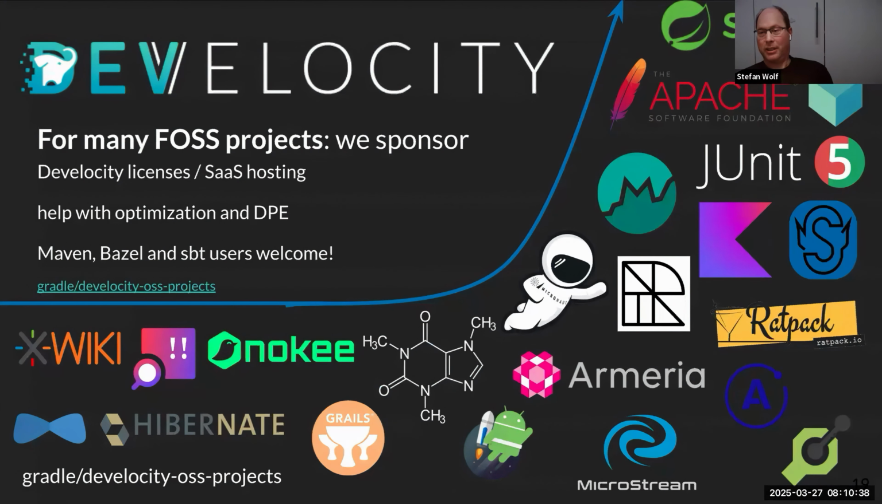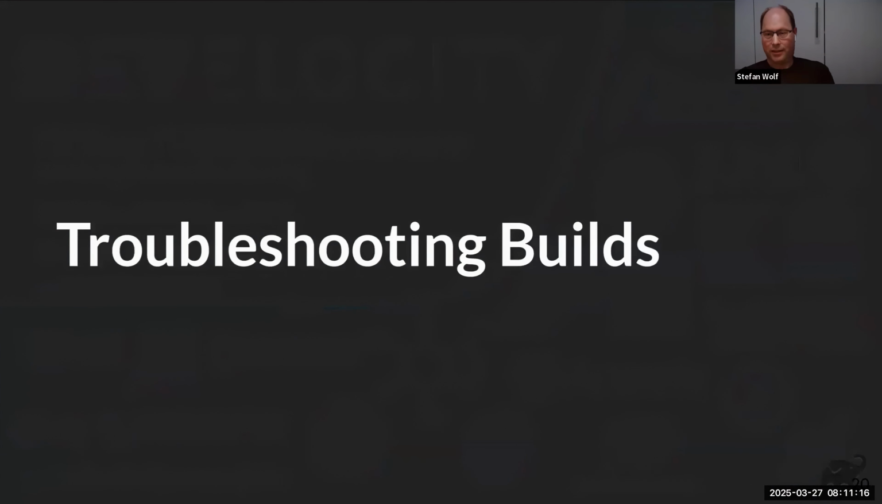And we don't only sponsor the Apache Software Foundation by providing a Develocity instance for them, we also support many other open source projects. Here's Hibernate, JUnit, Spring, and Quarkus, and all those things. And you can look it up. So if you want to experience a Develocity instance after this talk, just go to this Gradle Develocity open source projects and look them up, see what it feels like, and try to get an idea what Develocity can do for you.